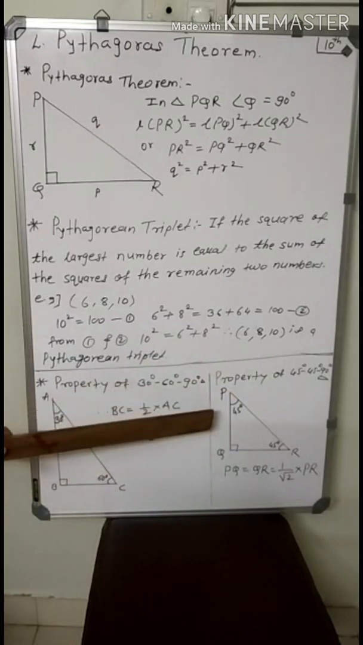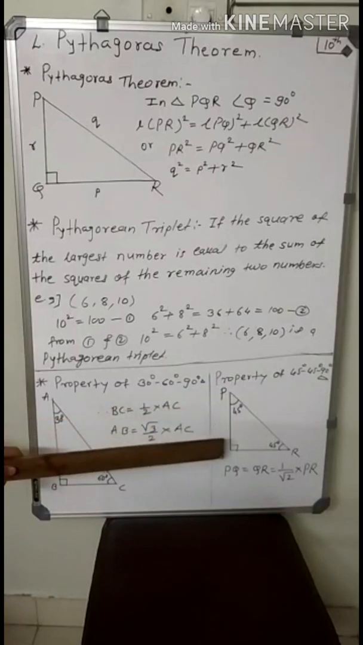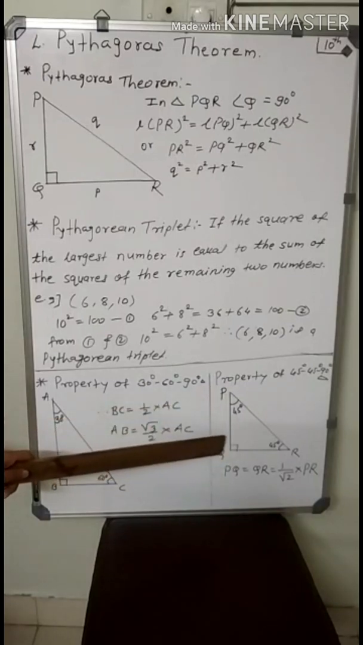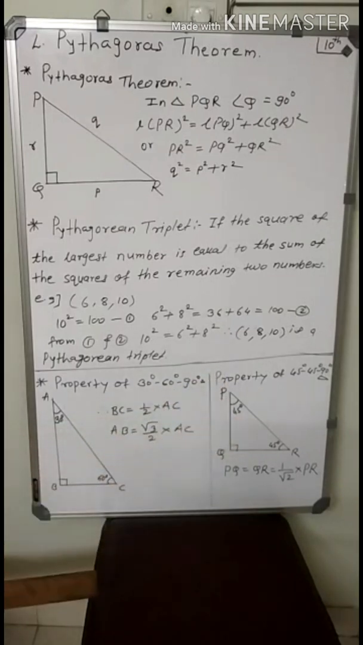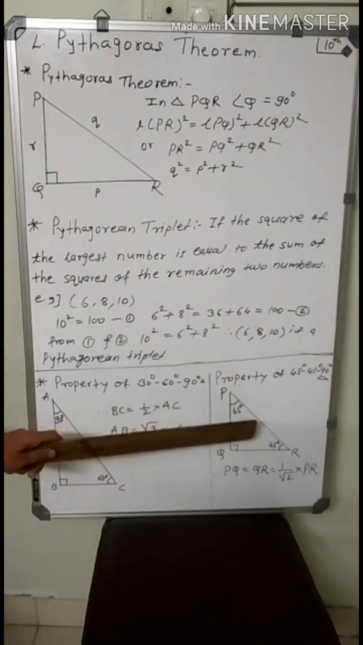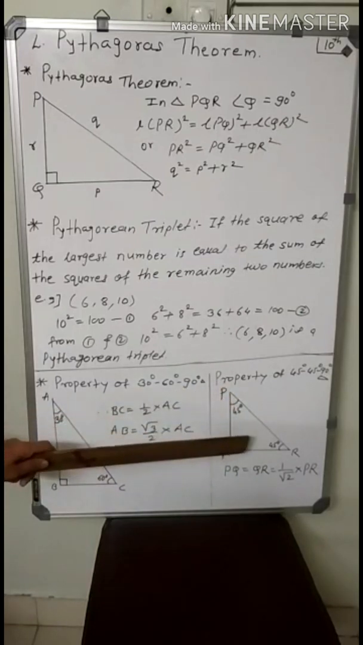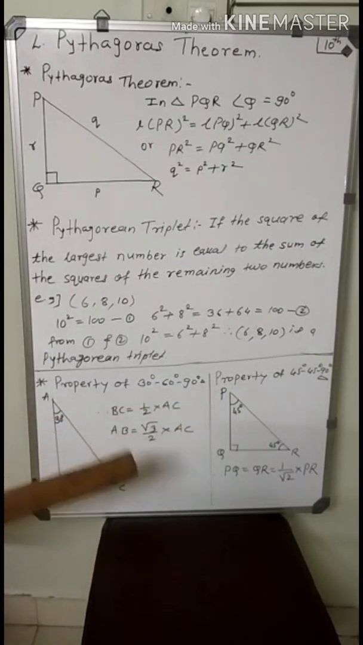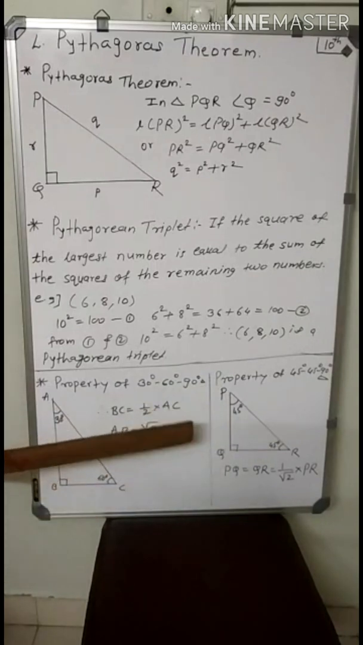What is the meaning of 45, 45, 90 degrees? If in triangle PQR, angle Q is 90 degrees, angle P is 45, angle R is 45. So two angles are of the same measure, that is 45. So two sides are congruent. You know the theorem: sides opposite to congruent angles are congruent. So PQ equal to QR. So this is an isosceles right angle triangle.